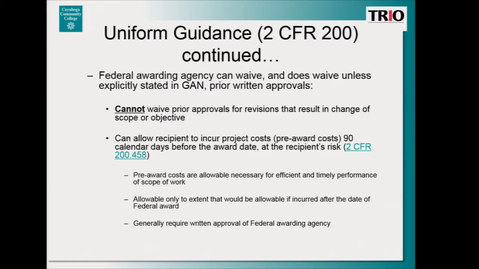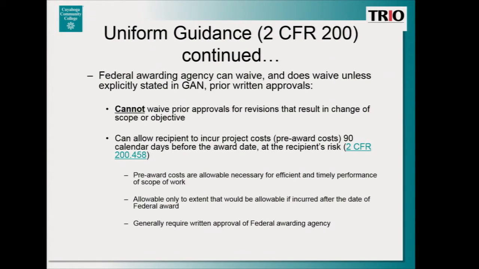There are situations where the awarding agency, which in this case would be the United States Department of Education, can waive unless explicitly stated in the GAN. It cannot waive approvals for revisions that result in the change of scope or objective, which we mentioned before, but there is a situation where it can allow the recipient to incur project costs in what's known as the pre-award cost 90 calendar days before the award date at the recipient's risk. So that means there's no guarantee your funding is going to be renewed or awarded, but project costs can be incurred up to 90 days if you are awarded.